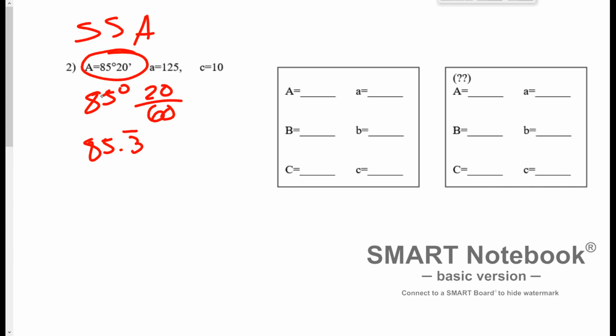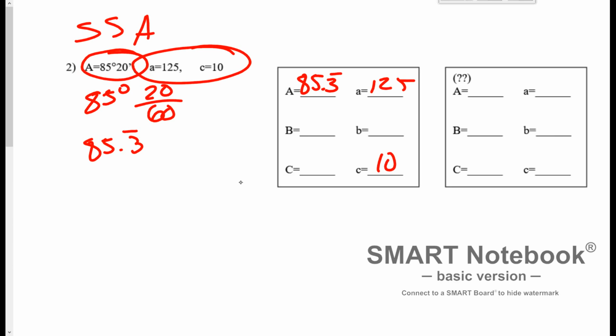So then we can go and set up our triangle. First we have the two sides, 125 and 10. It would be nice to find the angle that goes with side C, because we do have angle A, right? But we don't have angle C. So if we can find that, that'd be great.